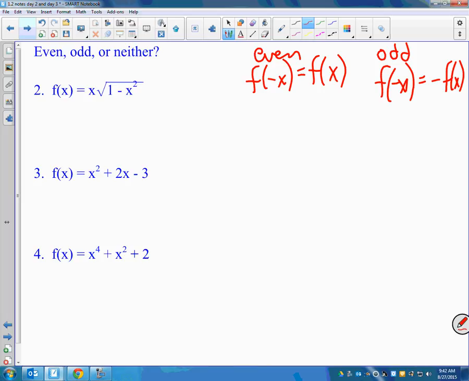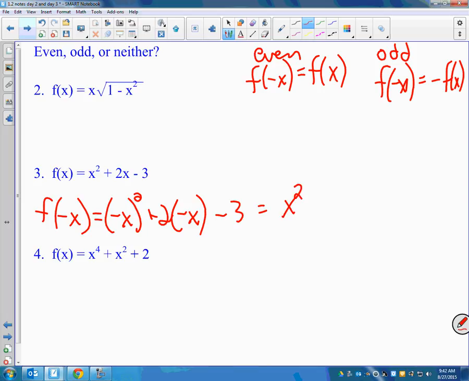So I'm skipping number 2 for a minute. But if I plug in negative x here, and it's okay to go ahead and simplify if you want, but again, sometimes I think showing more work in your notes is helpful for when you go back and have no clue what happened. You're like, I don't know how I got here. Negative x squared, that's just going to stay x squared. 2 times negative x is going to change to minus 2x, and minus 3 is going to stay minus 3.